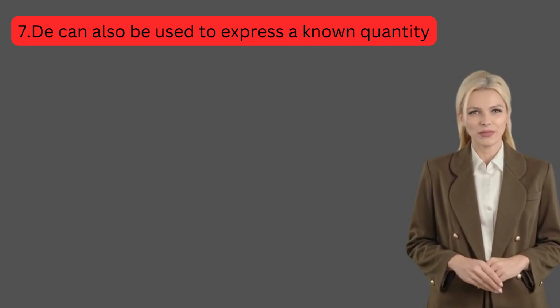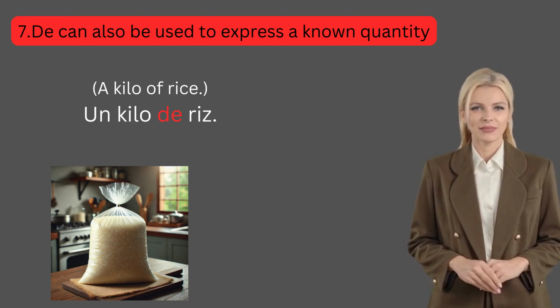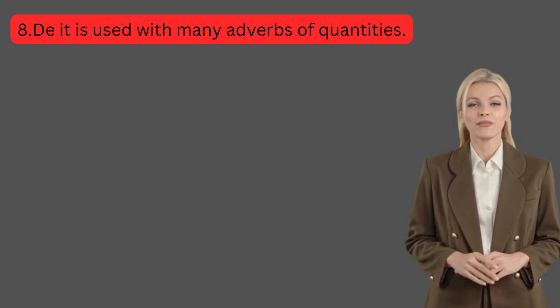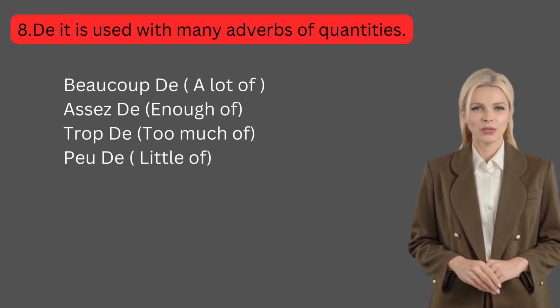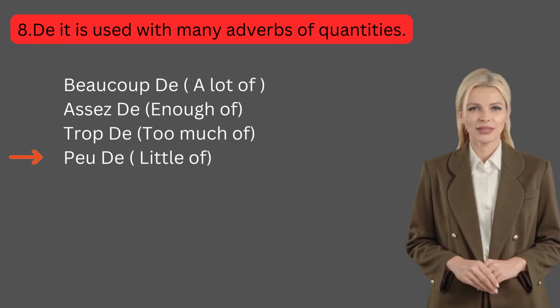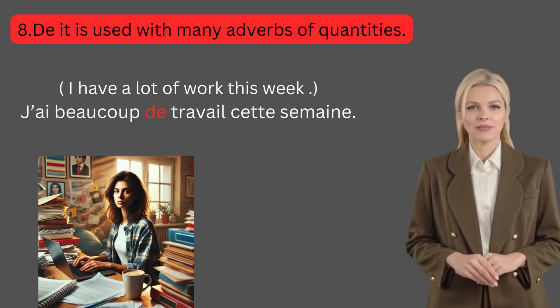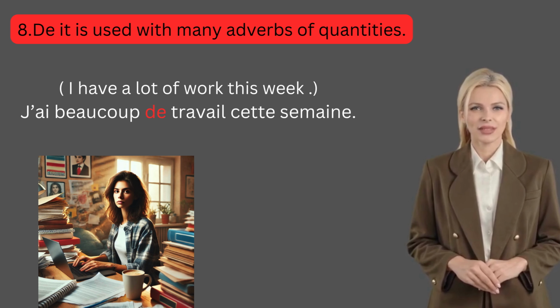De can also be used to express a known quantity. For example, 1 kilo de riz. A kilo of rice. De is used with many adverbs of quantities. Such as, Beaucoup de, a lot of, Assez de, enough of, Trop de, too much of, Peu de, little of. For example, J'ai beaucoup de travail cette semaine. I have a lot of work this week.